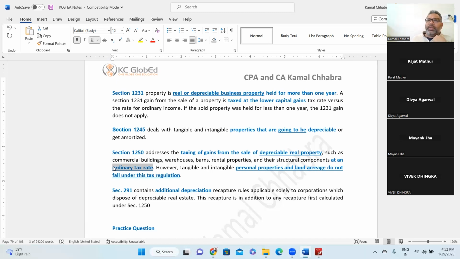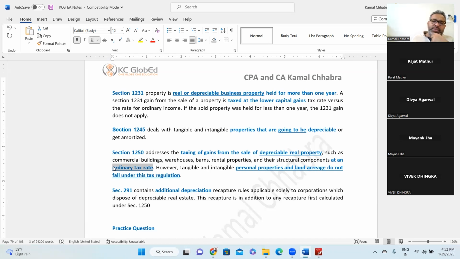But if you are a company and you have built a warehouse for storing your products and equipment, in that scenario you're claiming depreciation on that warehouse, right? So it's a real property which is depreciable. How you need to tax that can be considered as per 1250. Make sense, Rajat? Yes, got it now.